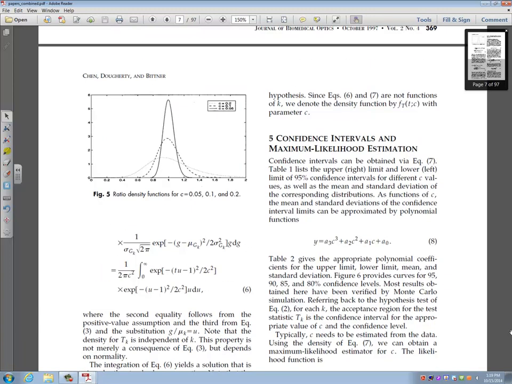So now you calculated the probability density function. Now I need to calculate the parameter C, right? Typically C needs to be estimated from the data. So using the density function from equation 7, we can obtain a maximum likelihood estimator for C.